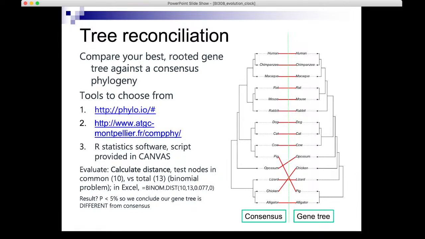So this number, you have to guess, well, what's the random chance of success? And so I just took 1 divided by 13 as an estimate. And 0 is just the type of probability we want to result in. And so it'll give us a p-value. As you recall from your basic statistics, if a p-value is less than 5%, we'll tend to say that the gene tree is different from our consensus. Not a lot different. Remember, it was only 3 nodes, but there's some differences.